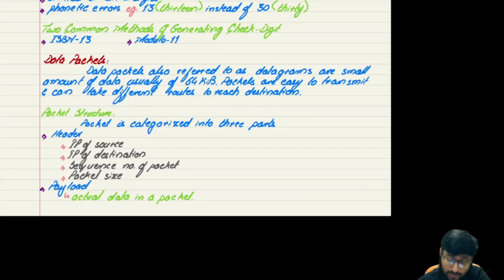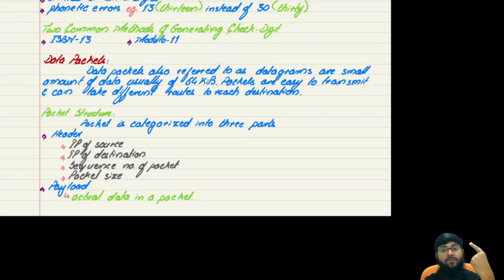The packet structure is usually divided into three categories. Number one, the header, then the payload, and then the third one is the trailer. Now when it comes to the header, what is the header? The header includes four different things. What are those four different things?